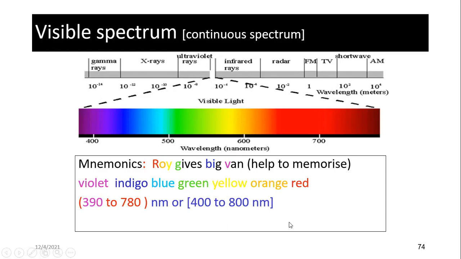Violet, indigo, red. So red has the longest wavelength. Violet has the shortest wavelength. If you want in nanometer, you can change it to 3.9 times 10 to the power minus 7. Roughly memorize that, 4 times 10 to the power minus 7 meter. You have to memorize the spectrum.